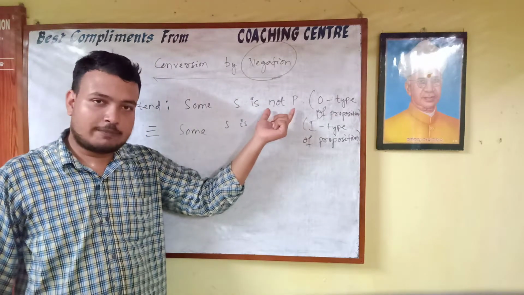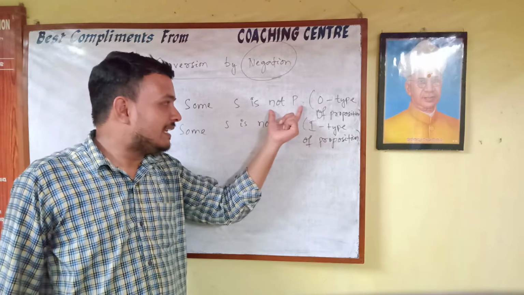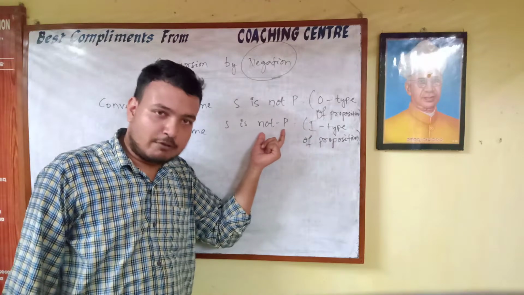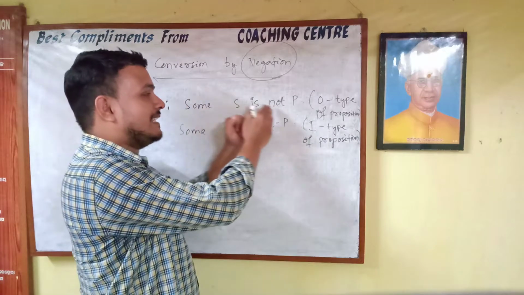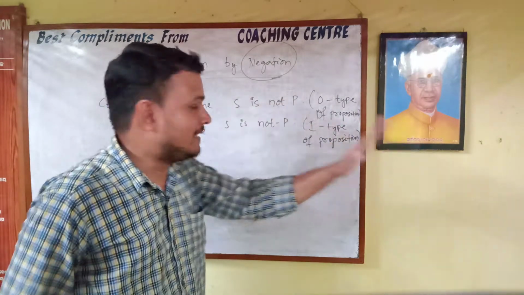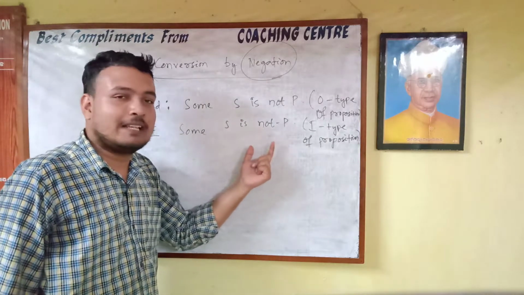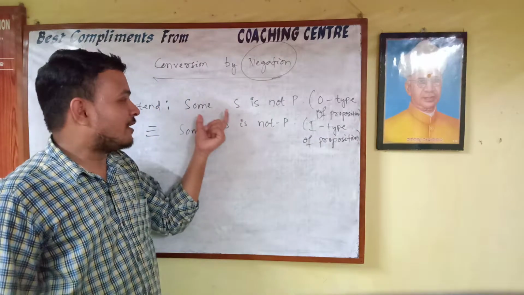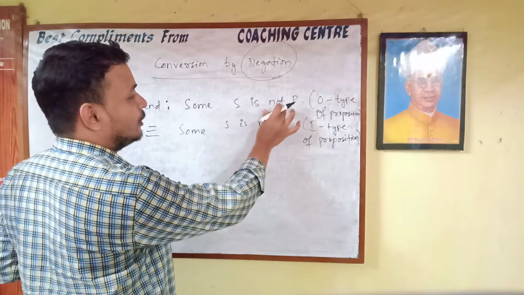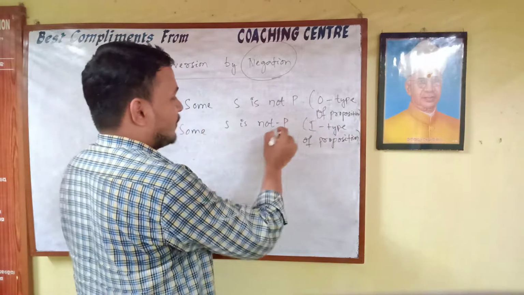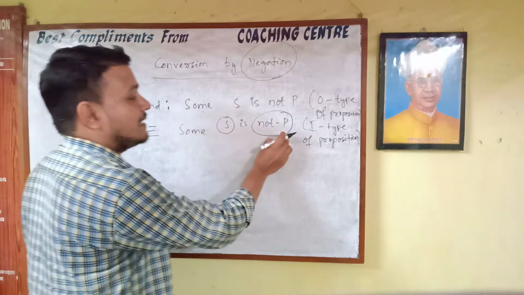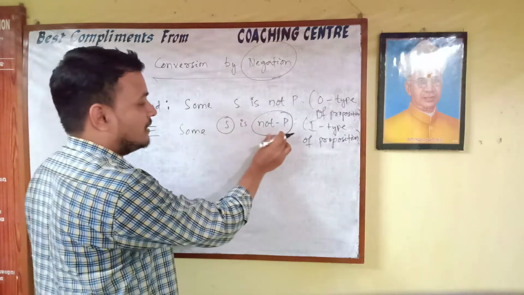Not P. This "not P" is squeezed into a single term, a single word, that is "not P". Are you getting my point? Here, in some S is not P, "not" is different and P is different. But in this case, not P is two different words, and it is being forcefully squeezed into one word. This one is the subject and this one is the predicate.